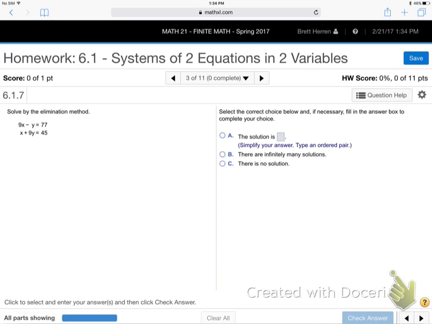All right, so here we are on number 3. They want us to solve by elimination. By the way, it doesn't matter what method they say. Don't pay any attention to that. I don't care what method you use. They're not going to know what method you use when you type in the final answer. Anyways, fine, I don't care.